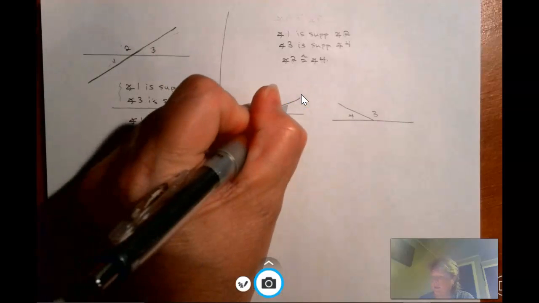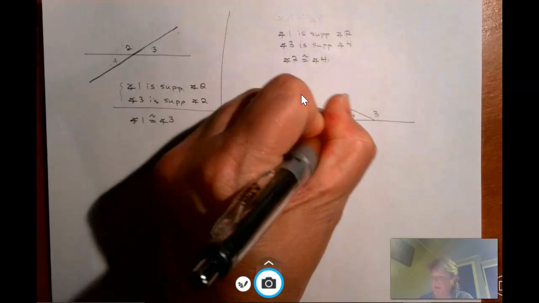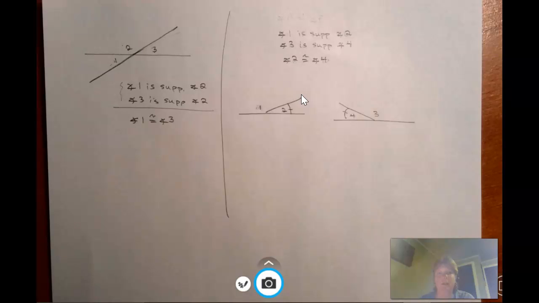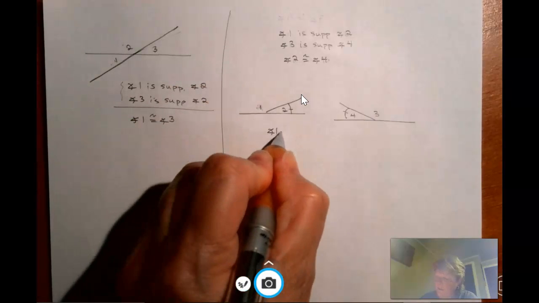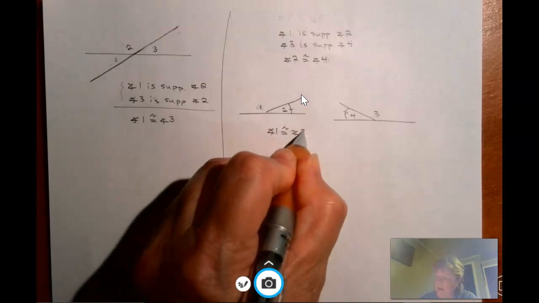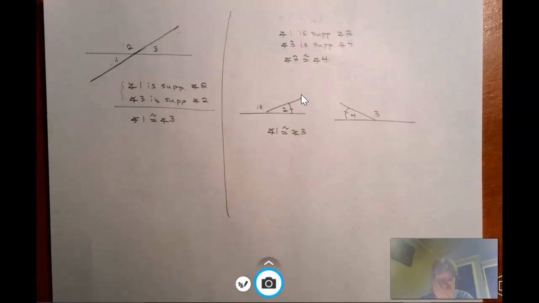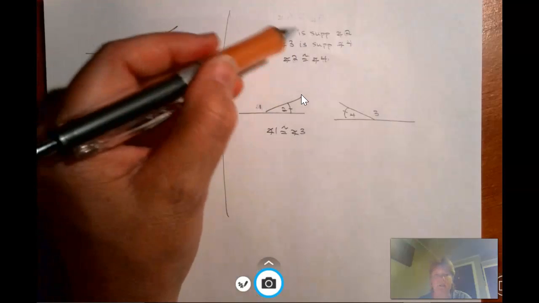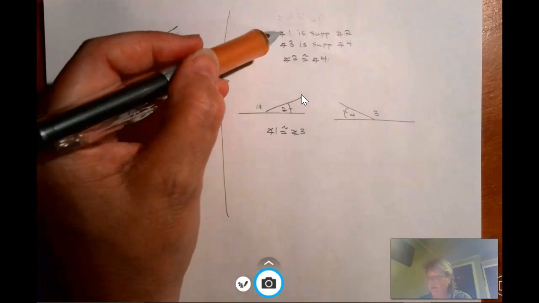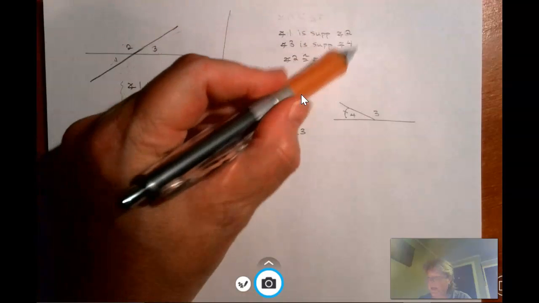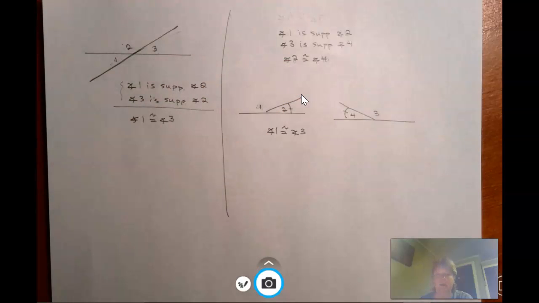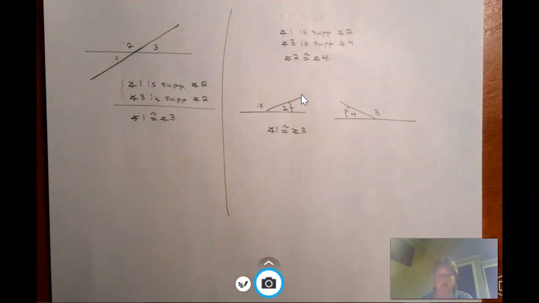So I know that this angle is congruent to this one, which is going to then force angle 1 to be congruent to angle 3. So that's the conclusion we're going to make. So this is the information that's being given, really. We've got two pairs of angles that are supplementary, and then these angles that they're supplementary to are also congruent. And the conclusion we can draw from that then is that angle 1 has to be congruent to angle 3.